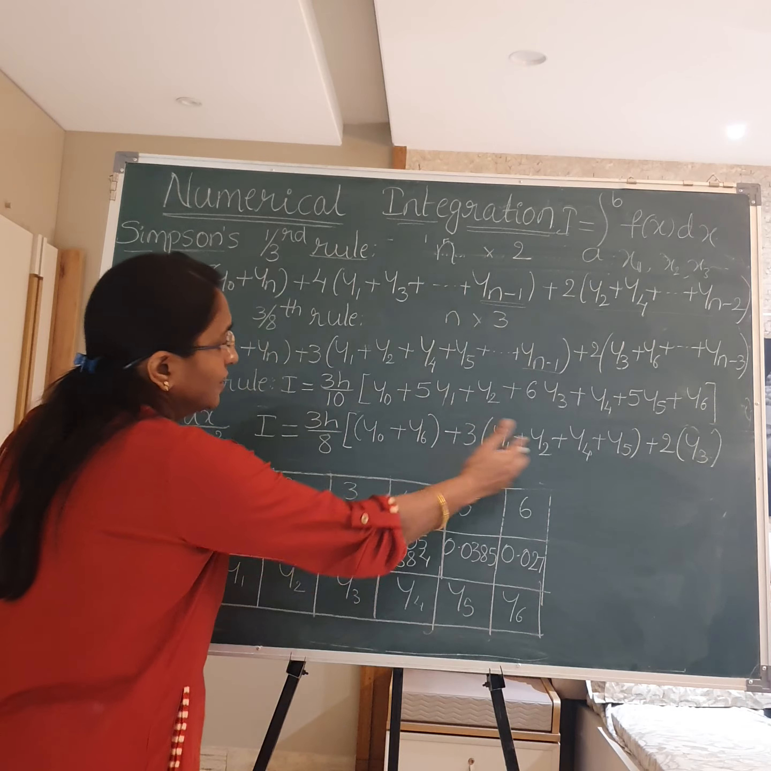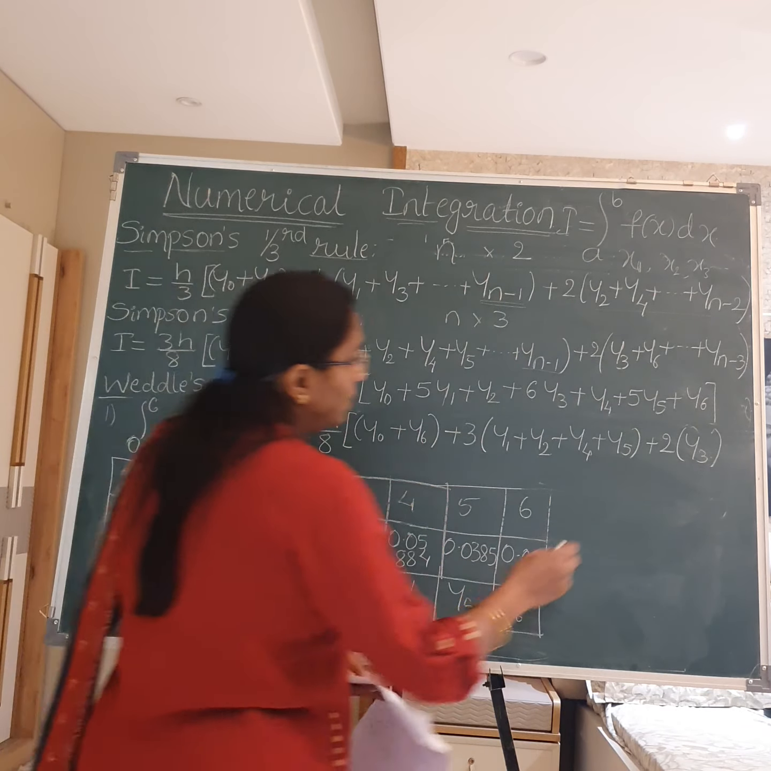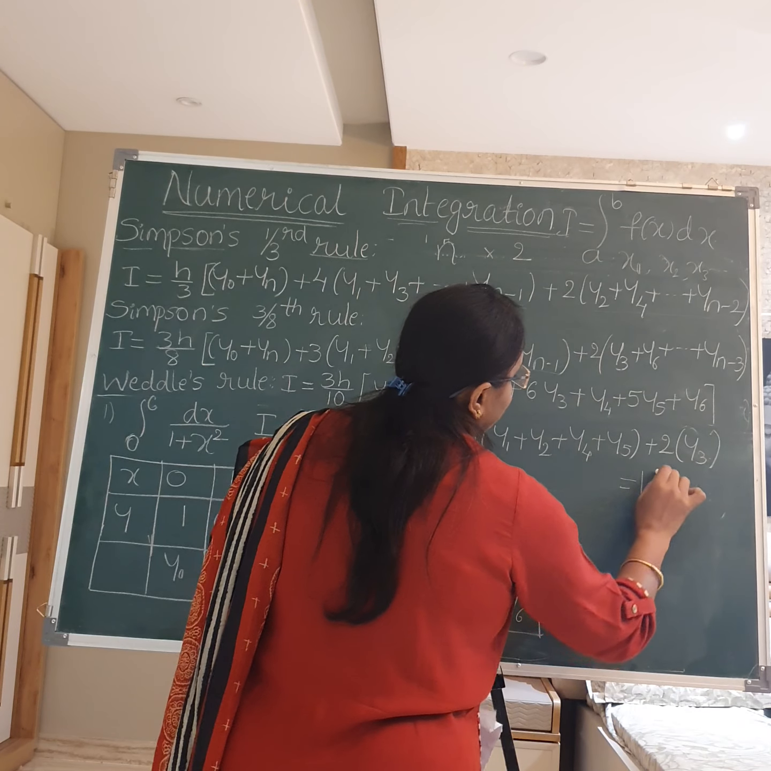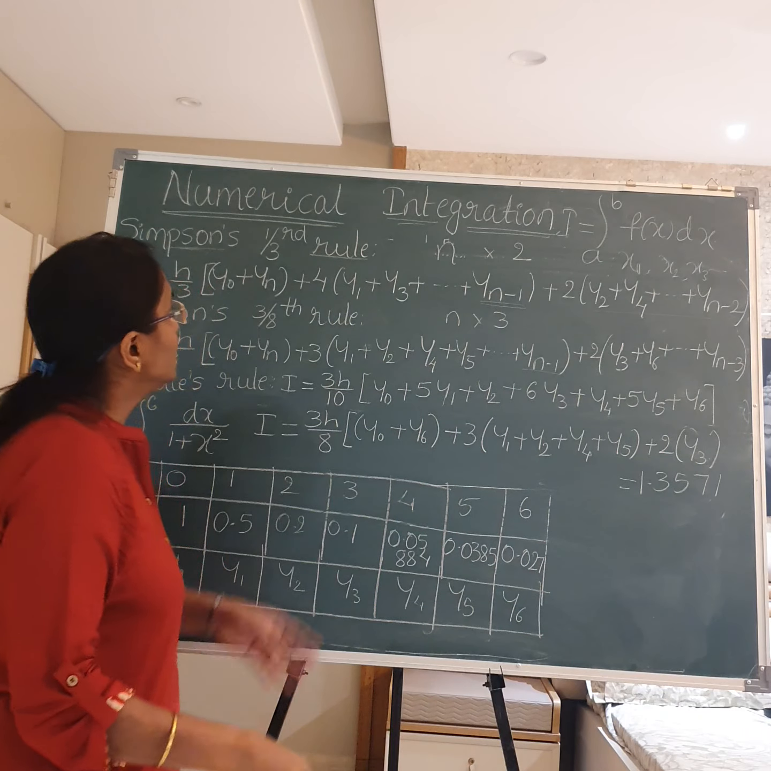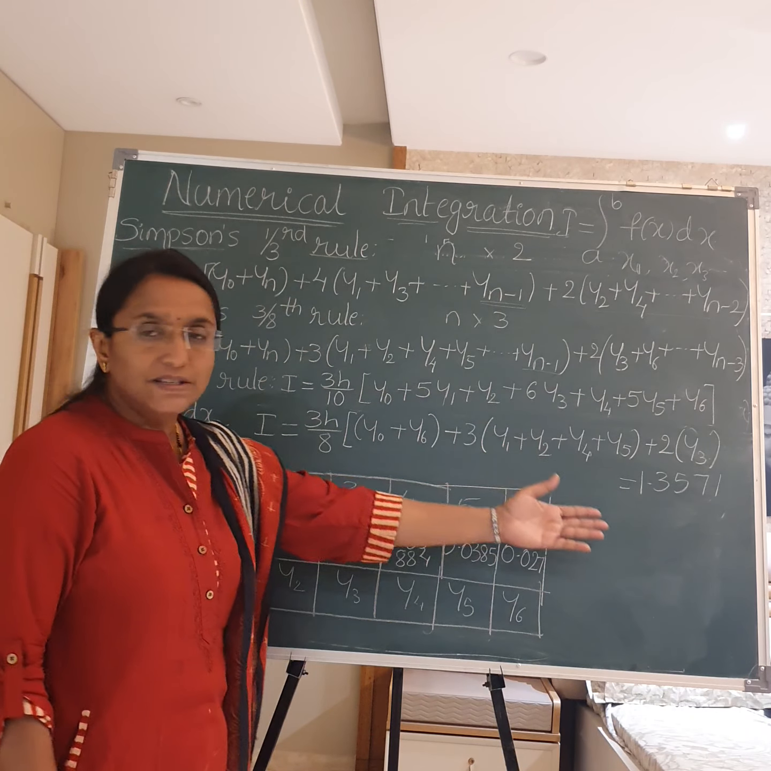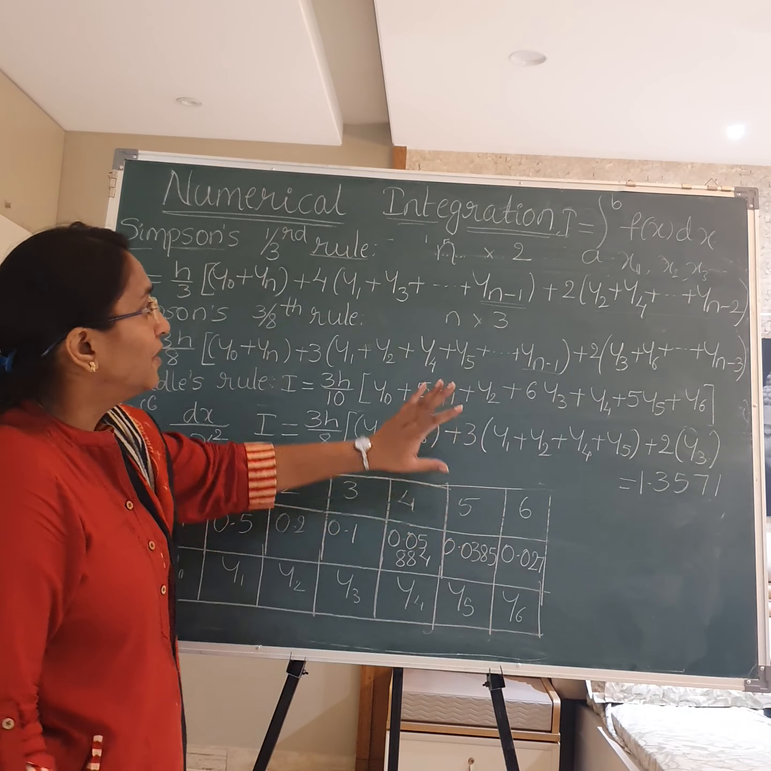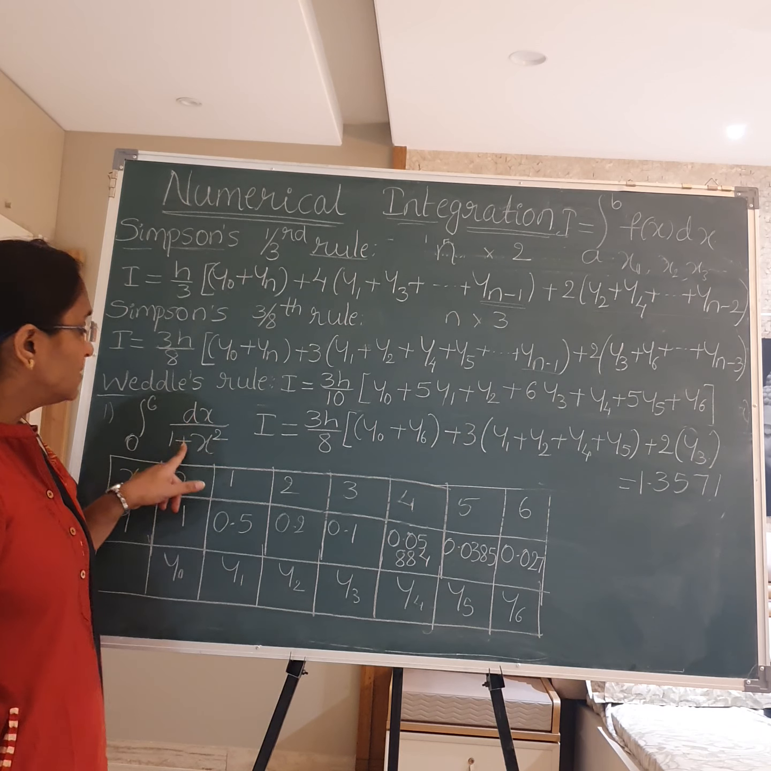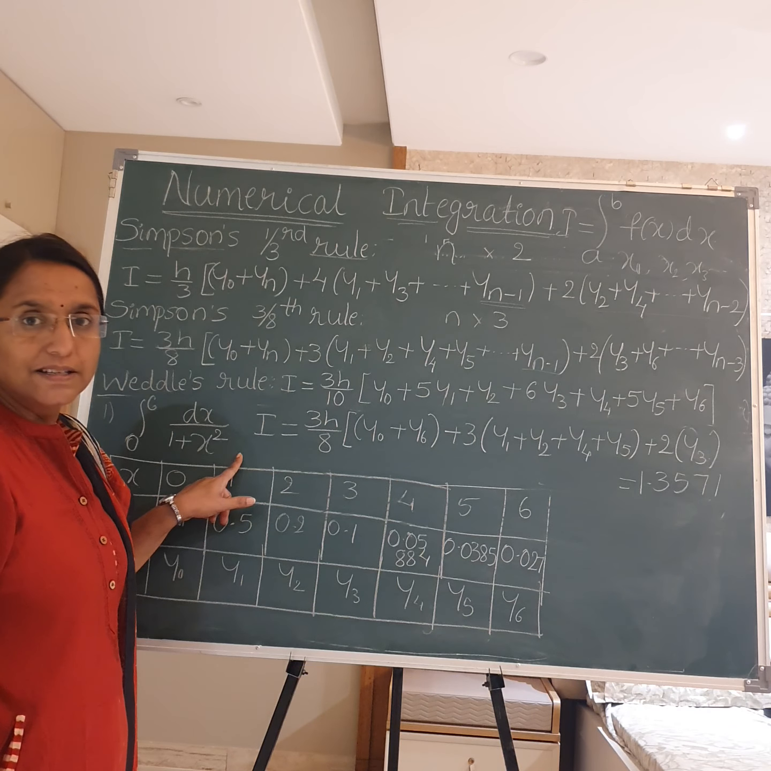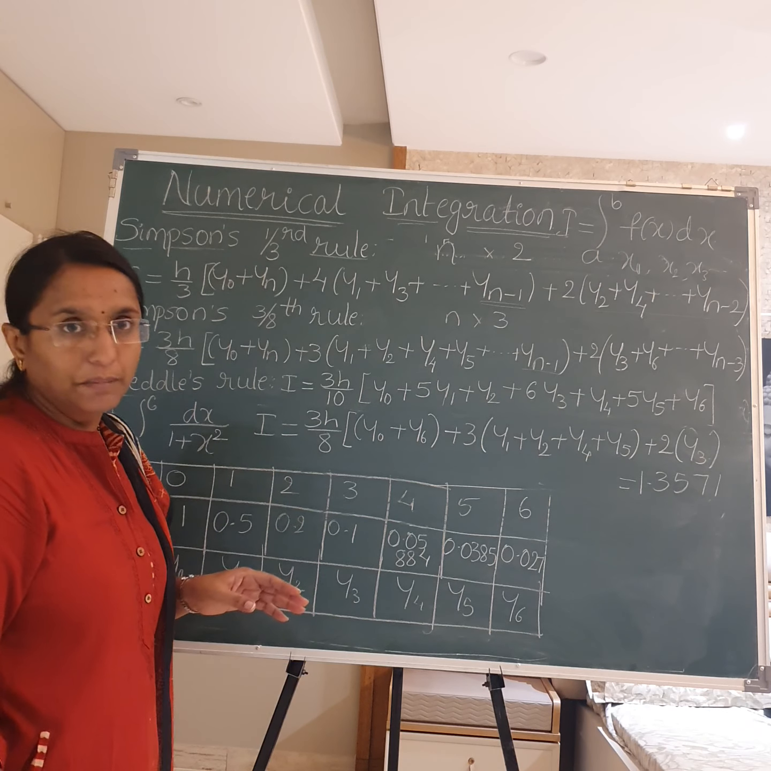Now substitute this by using a calculator and evaluate it. Its answer will be 1.3571. You will get close answers, because by using Simpson's 1/3 rule it was 1.366 something. Here also it should be the same because we are evaluating the integration from 0 to 6 of dx by 1 plus x square. Its value should be the same by using any of the methods.